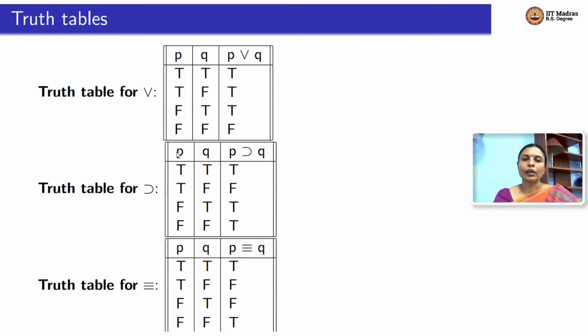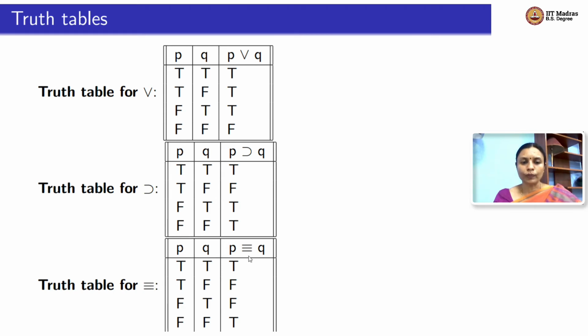Next is implication. P implies Q. P implies Q means whenever P is true, Q will also be true. Is it clear? So first case, P and Q are both true, so P implies Q is true. Second case, P is true, Q is false. So it violates the condition that whenever P is true, Q is true. So P implies Q will return false. Is that clear? Third and fourth row, P is itself false, so we don't worry about Q being true or false. Both the cases, because P is itself false, we say P implies Q is true.